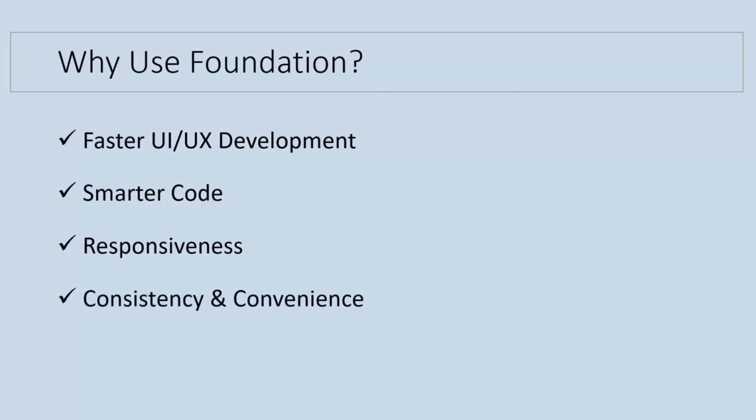So consistency and convenience. Your code is consistent because it follows a set of semantic guidelines. It's obviously convenient for reasons I just went over. It's also a huge advantage for when you're working with multiple developers. If they know Foundation, they'll already understand your class names, etc. And if they don't, they can just refer to the documentation.